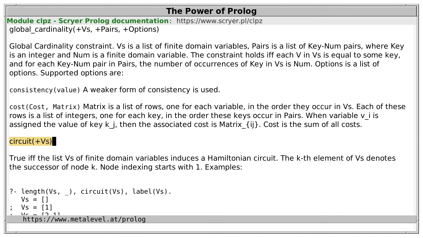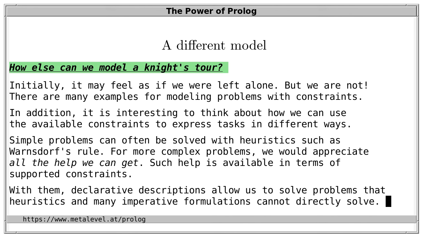And as another example, there's a constraint called circuit. It holds for a list of variables that describe a Hamiltonian circuit. And as already mentioned, with such declarative descriptions, we can solve problems that heuristics and imperative formulations can't directly solve. For instance, the case where a solution is already partially known, and must be completed to a full solution.